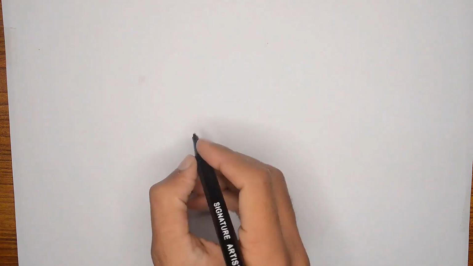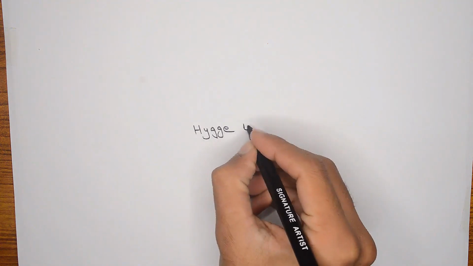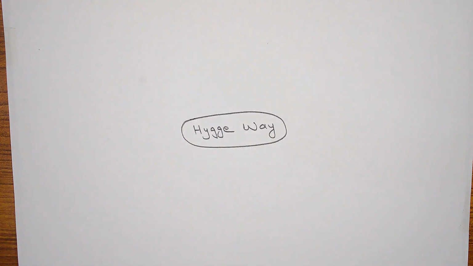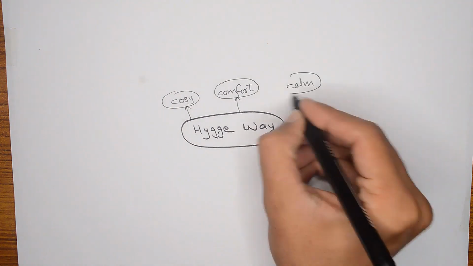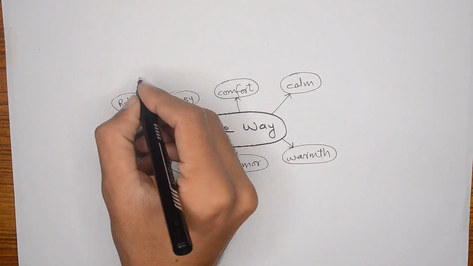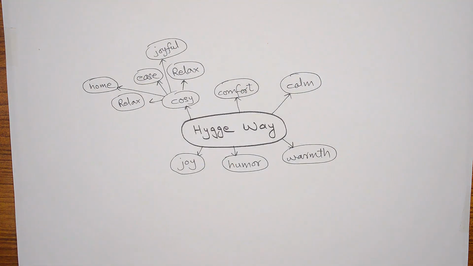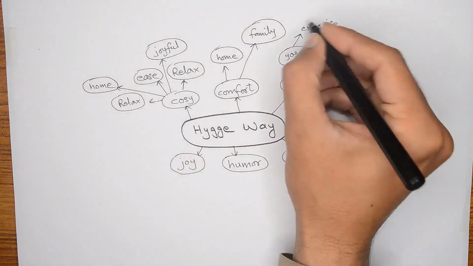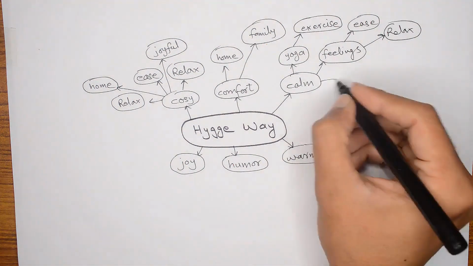Now let's continue with the next segment of this tutorial, which is mind mapping. First of all, take a white paper and write the name of the logo, Hyuga Way. Now let's write down all the keywords that the client has specified in the brief. And then I started writing down all the random words that were coming to my mind at that specific moment.